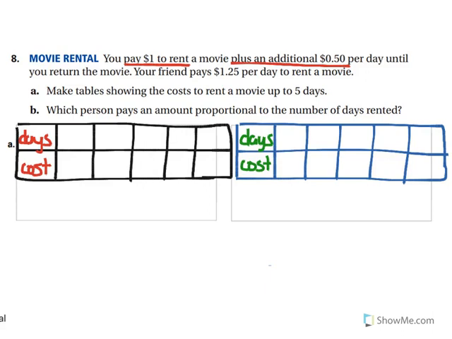So, after one day, let's think about what this cost would be. So after one day, you pay $1 plus the 50 cents. So the total cost would be $1.50. After 2 days, we have $1 plus we have to add 50 more cents onto this, so now it's up to $2.